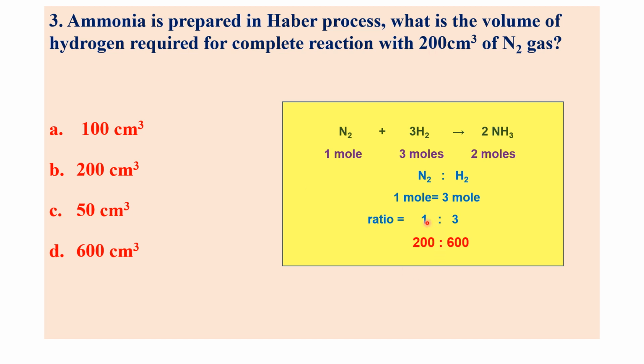So 200 cm cube is the volume of nitrogen, and we will take triple of 200 cm cube, which gives 600 cm cube. That volume will be required for hydrogen, which means that 600 cm cube will react with 200 cm cube of nitrogen and produce ammonia. So 600 cm cube is the answer.